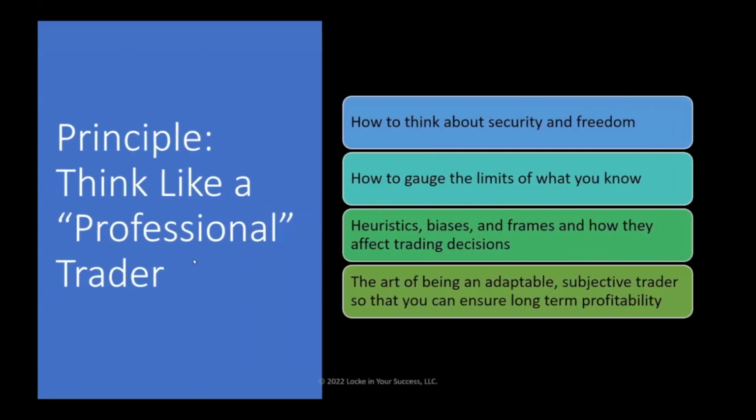And then we start talking about trading psychology, right? So this is a trading performance course. So we talk about how we should be thinking about security and freedom as a trader, how to gauge the limits of what we know. One of the problems with traders is that we think we know more than we do. And it's important that you gauge how much you actually know. We have to be aware of our heuristics, our biases, and the way we frame things and how they affect our trading decisions. And we talk about the art of being adaptable, subjective traders so that we can ensure our long-term profitability in the market.